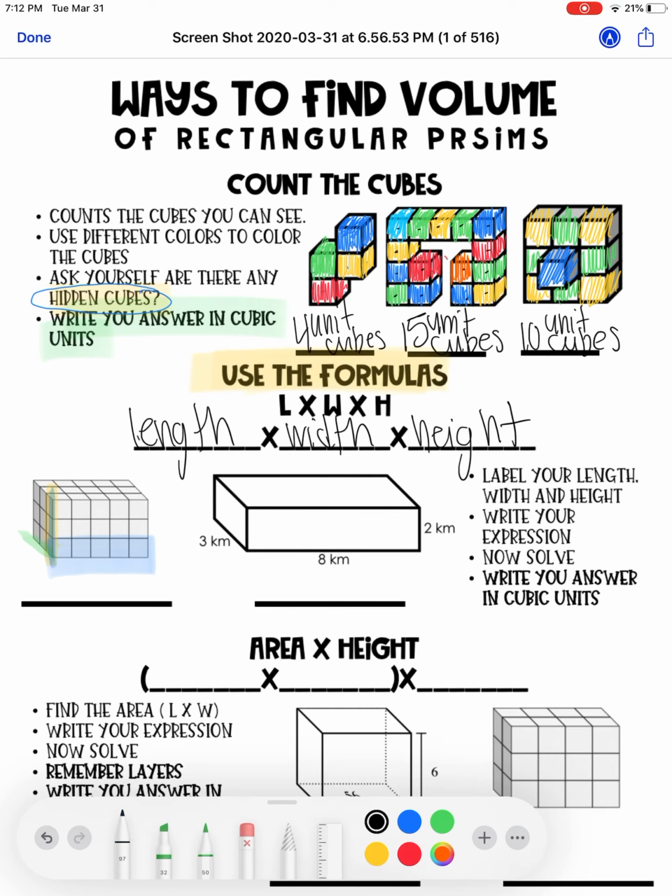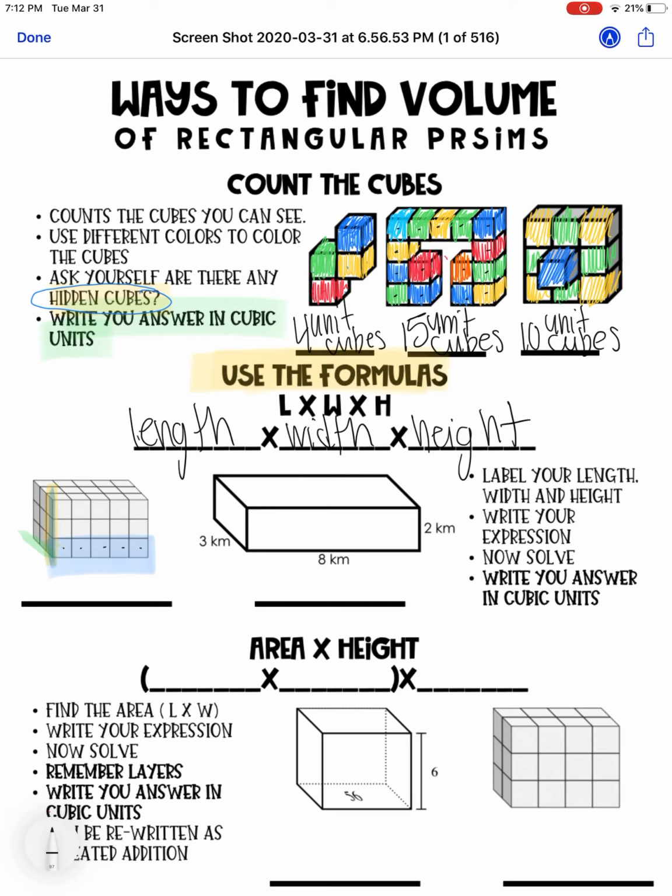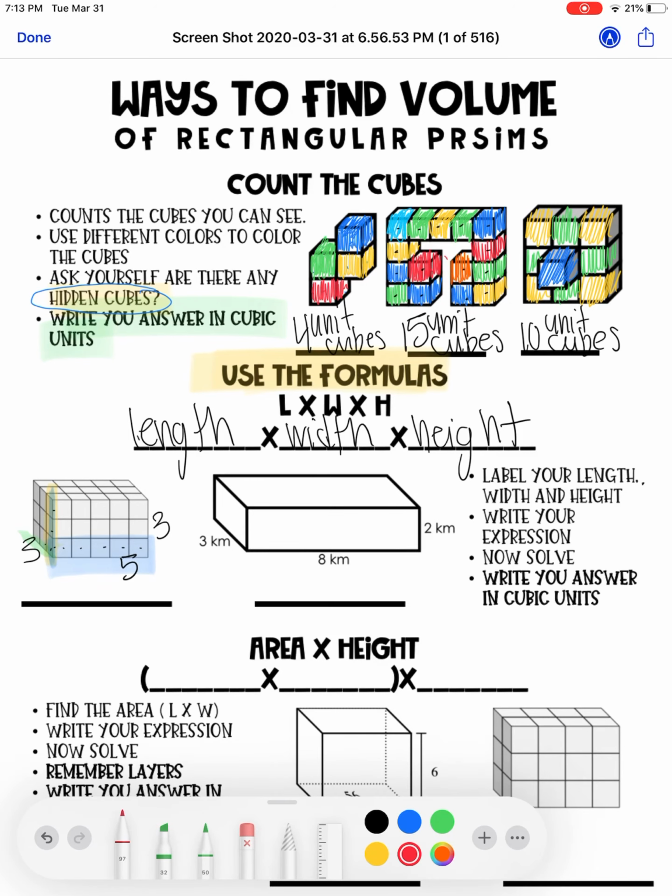So now our length on this model is 1, 2, 3, 4, 5. Our height is 1, 2, 3. And the width is also 1, 2, 3. So we just take our length, our width, and our height, and we write an expression. We labeled your length, width, and height. We did. Now we write your expression. So here, guys, it's a multiplication expression, so you can write it in any order you want. But let's stick to the length, width, and height. So let me change this to red.